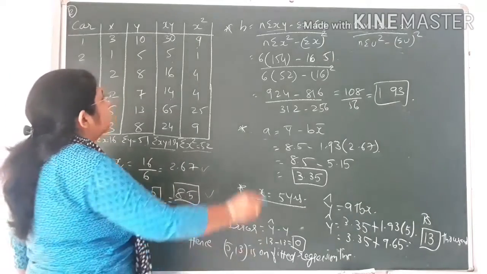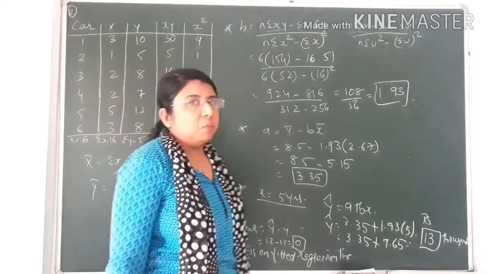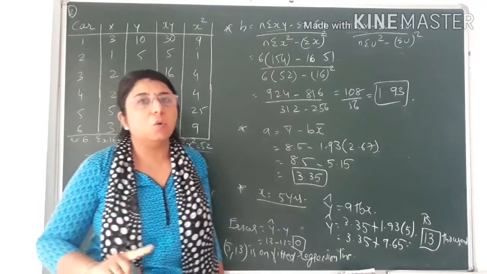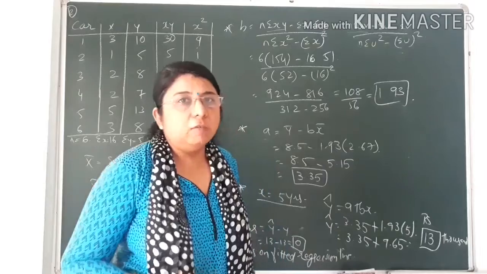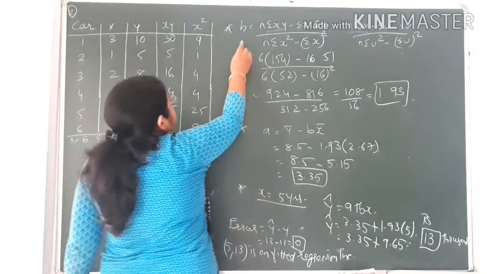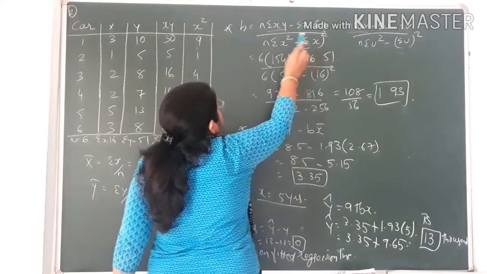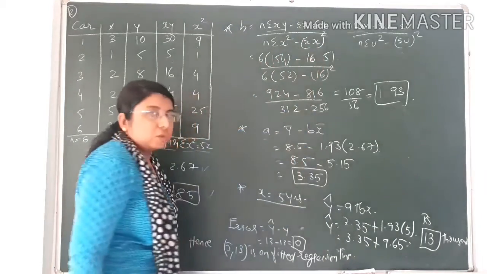Okay, now the first value that we have to find is b, that is the symbolic representation of the regression coefficient, as we were utilizing r in correlation. The symbolic representation that was r will over here be symbolized as b. Okay, so b is equal to n sigma xy minus sigma x into sigma y upon n sigma x square minus sigma x whole square.